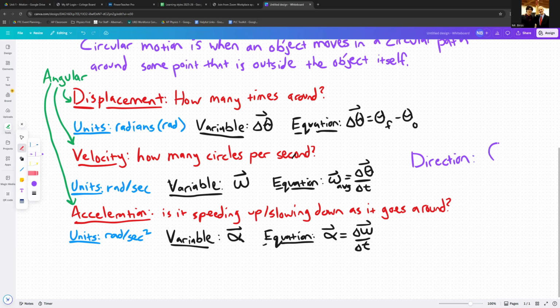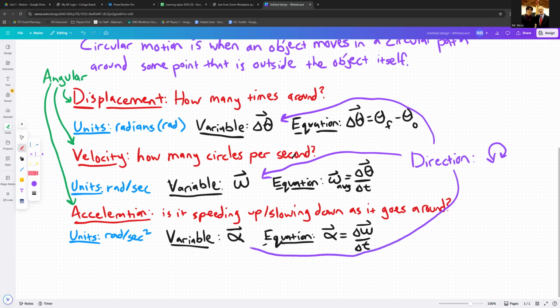Direction is either clockwise or counterclockwise. So all of these, displacement, velocity, and acceleration, all of these have a direction that is clockwise or counterclockwise. So you could define, and one option with this would be you could draw like your normal thing.